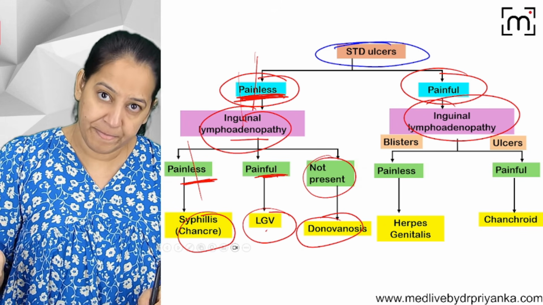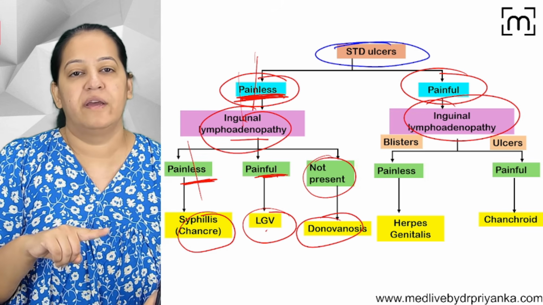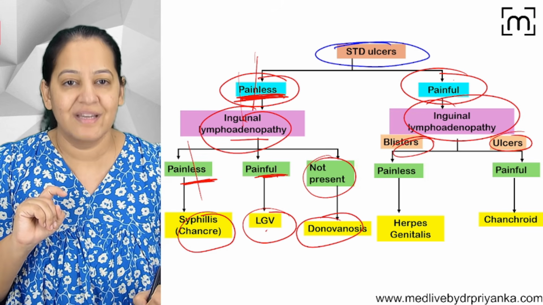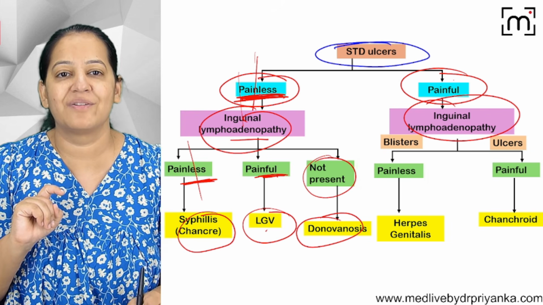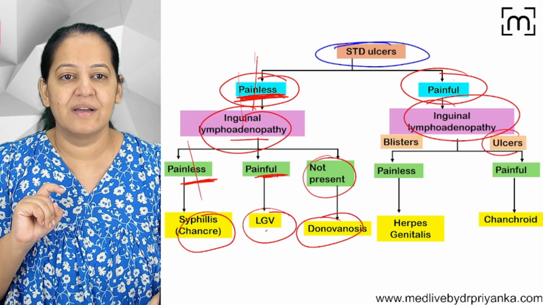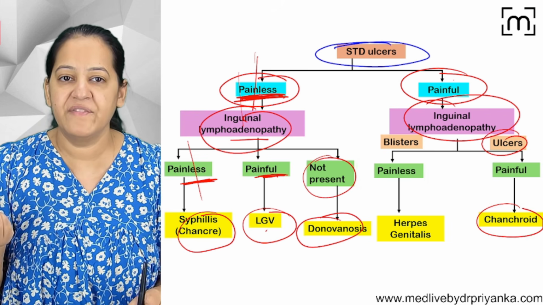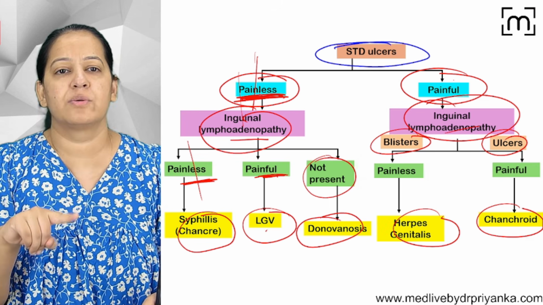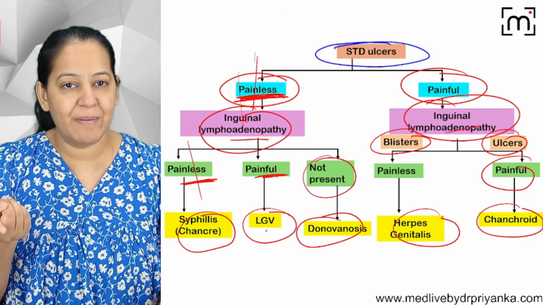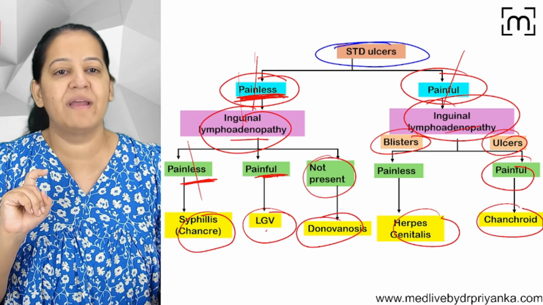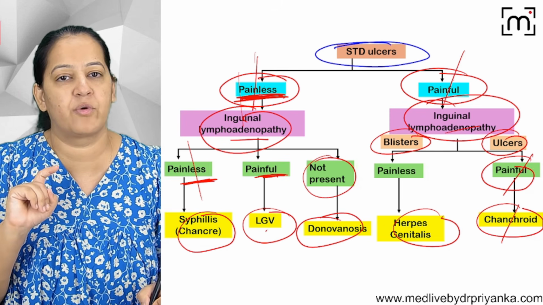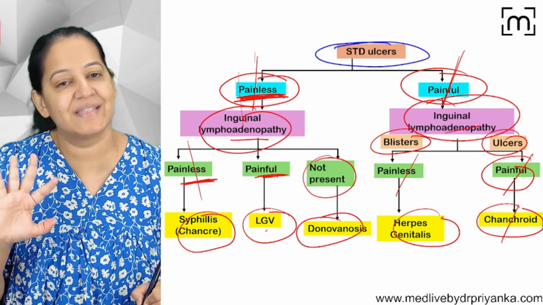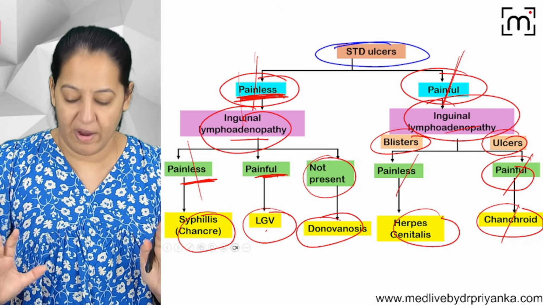Now if the ulcer is painful, you have to see whether it is an ulcer or multiple small blisters. If it is an ulcer, it's chancroid, and if it is multiple small blisters, it's herpes. Then you see the inguinal lymphadenopathy also. Here the inguinal lymphadenopathy is painful. Both are painful, ulcer painful and inguinal lymphadenopathy painful, that is chancroid. Here the ulcer is painful, but the inguinal lymphadenopathy is painless, it's herpes. So this is how you have to do the approach.